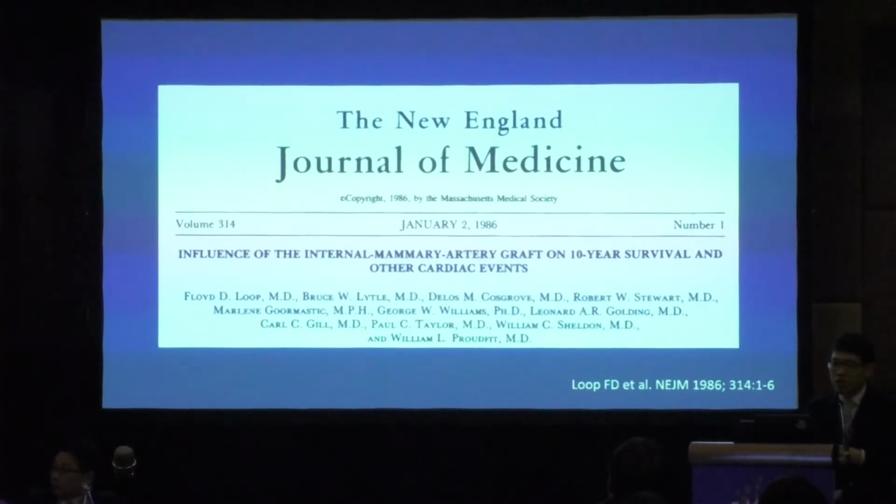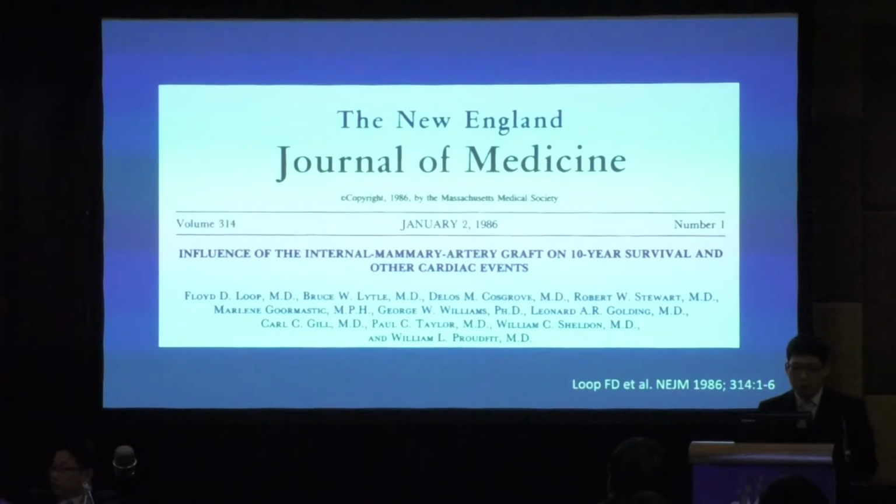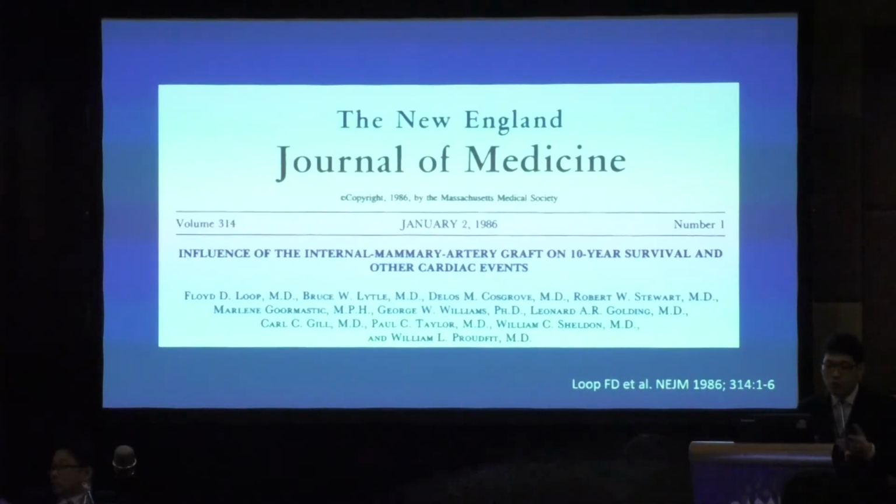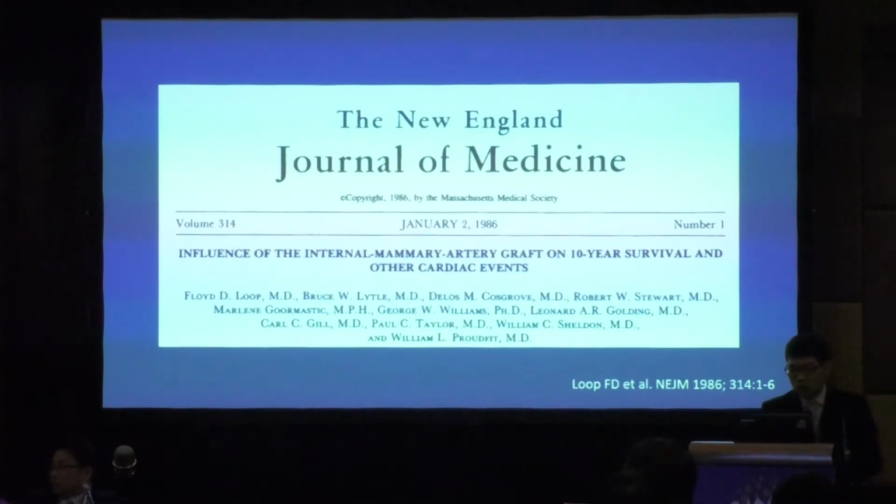In 1986, the Cleveland Clinic published the landmark paper describing the benefit of the single left internal mammary artery, LIMA. This conduit provided superior long-term survival compared with the saphenous vein. That changed the clinical practice. LIMA to the LAD became the standard of care.